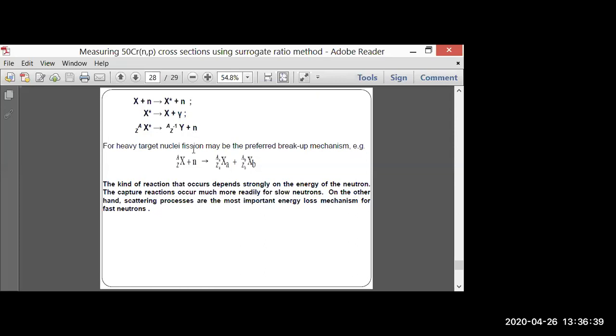This one is a typical example of fission, where your heavy nucleus is bombarded with neutrons and is divided into fragments of almost similar masses. They again go through a fission process because they are not stable, so they emit neutrons. So this is the third kind of interaction of neutron with nucleus.